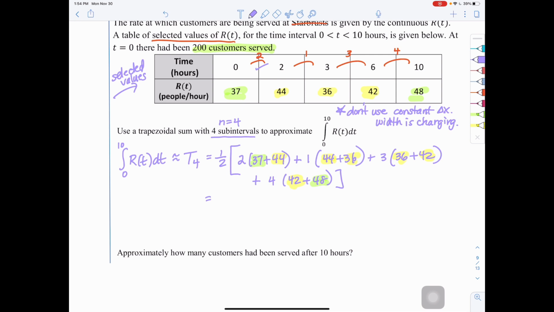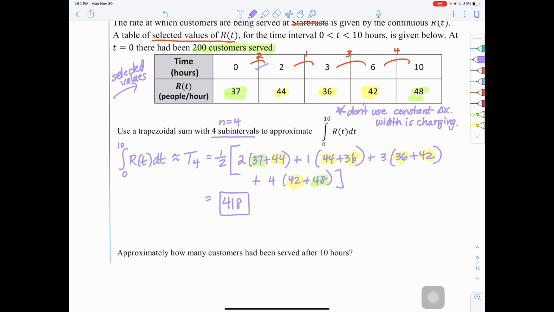And when you get to that, you should get 418. And I do believe that has that half in there already. You can check that. 37 plus 44 times 2 plus 44 plus 36 plus 3 times 36 plus 42 plus 4 times 42 plus 48. And if you do that out, you get 836 divided by 2 is 418. So that did include that 1/2.